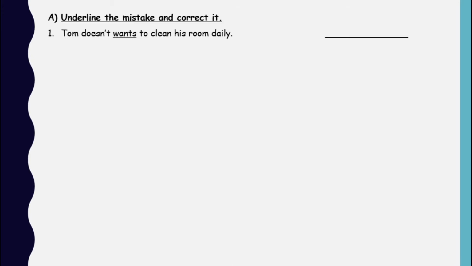Tom doesn't is correct because does comes with singular pronouns like he or she or it. Wants. The mistake here is in wants. Why? Because we said that any verb that comes after the helping verb do or does has to be in the infinitive form or the base form. We cannot add any endings to the verb. So any verb that comes after does has to be in the infinitive form. So the correct answer should be want.